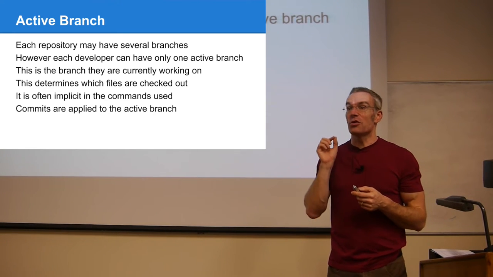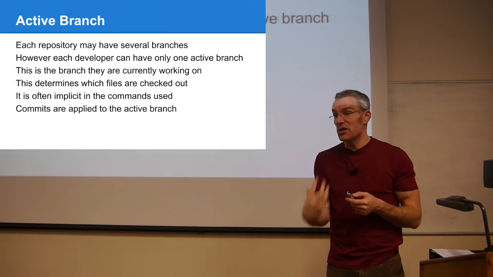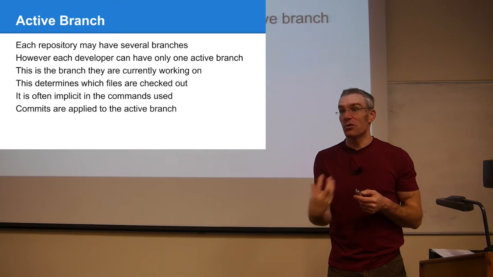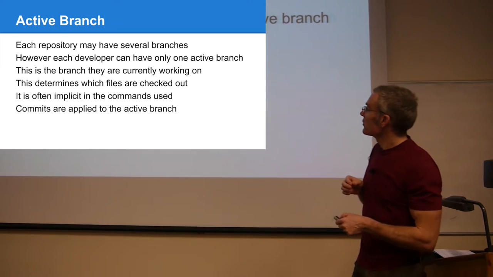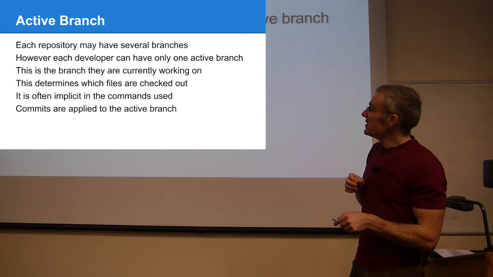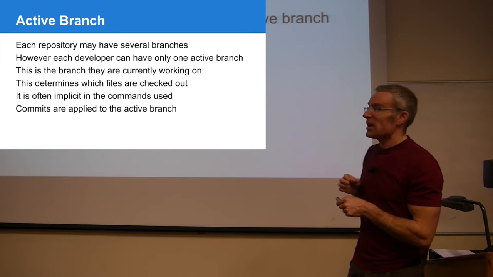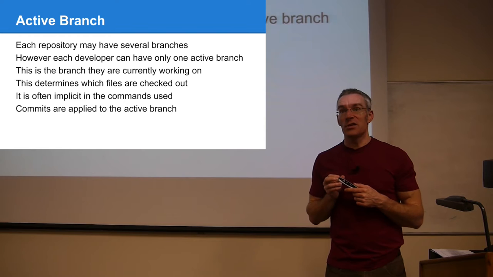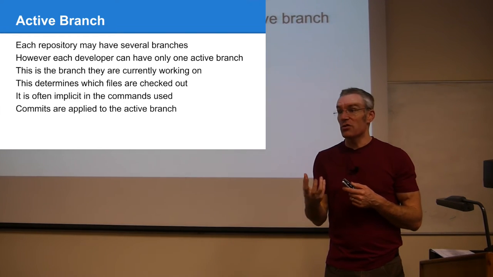And the active branch is the one you're currently working on, the one that's currently in your file system, in your repository. Okay? And this determines the files that are checked out. So if you switch branches, if you then look at your files in your Git repository, they'll change.